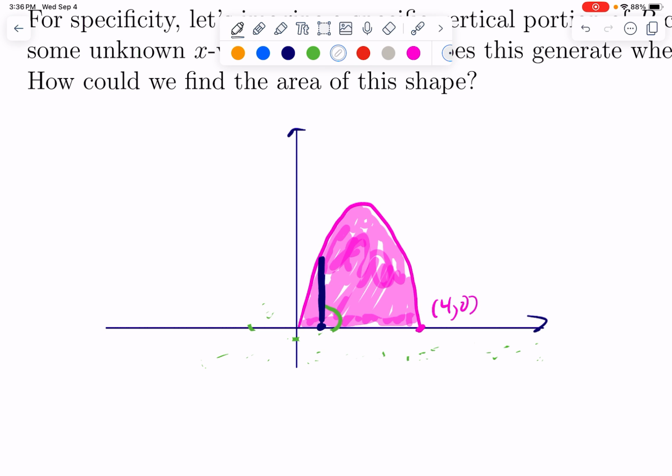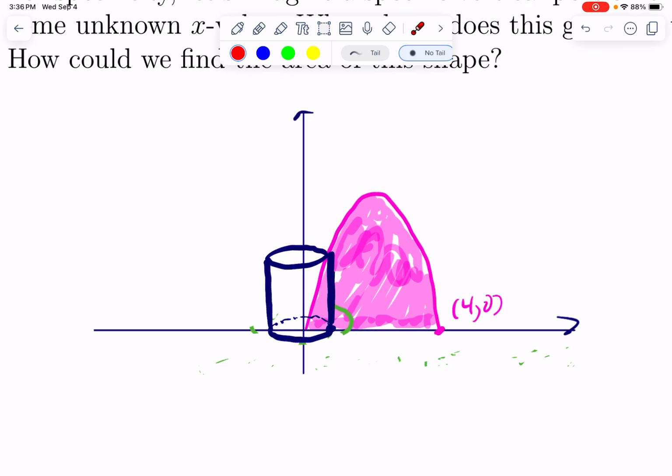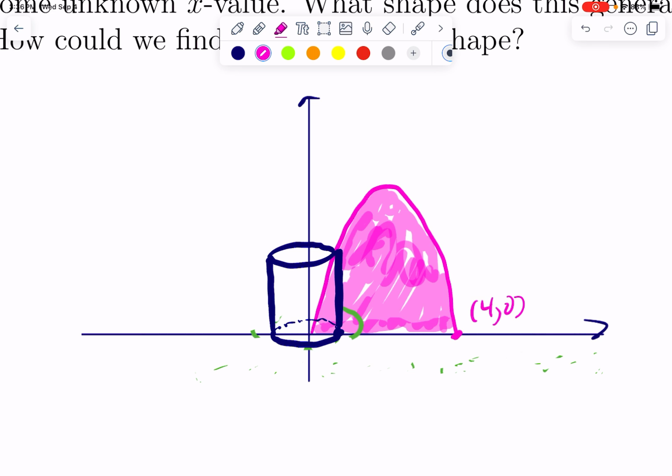When we spin around that vertical segment, what we're going to generate is a cylinder. Right? We're just taking this particular vertical thing. If we take a vertical segment and spin it around a line that it's parallel to, it basically sweeps out a cylinder. And let's imagine just the lateral surface area of that thing. It is not sweeping out the top or the bottom.